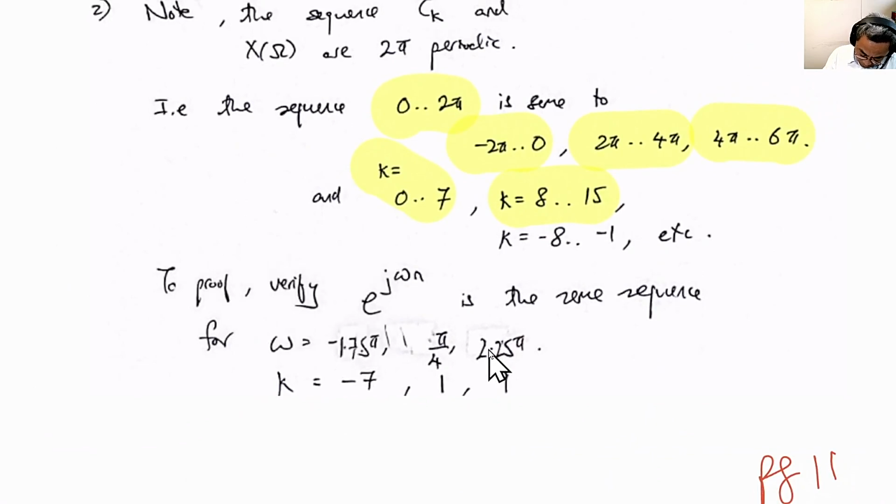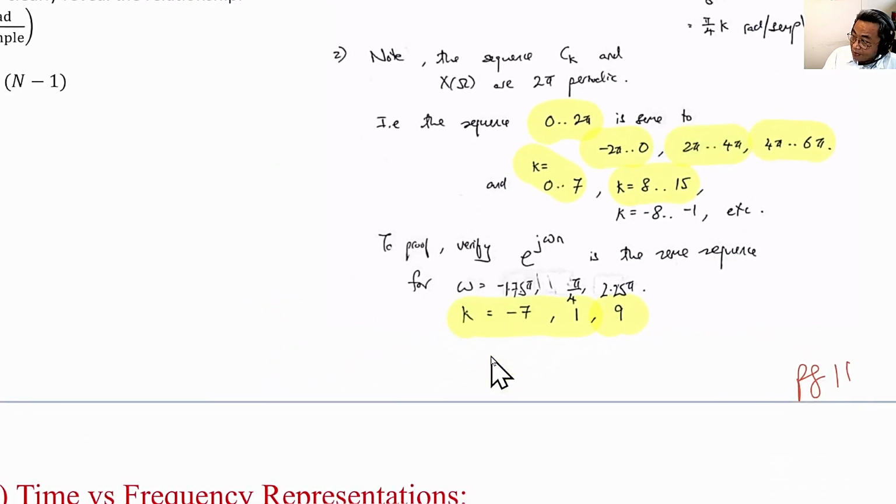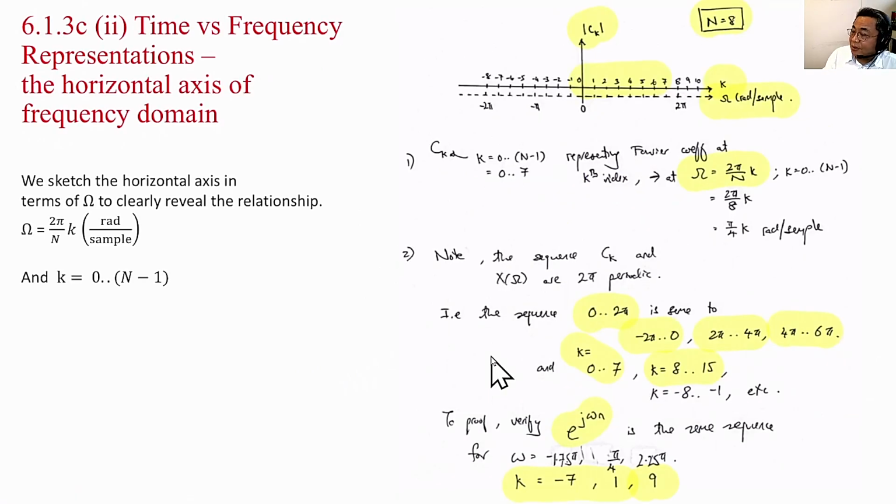Well, if you go and plot for k equals minus 7 and compare to 1 and compare to 9, what will happen is that you will realize that when you put it into e to the j omega n, it is the same. And hence, the coefficients you calculate would be the same. So whether you're calculating at k equals minus 7 or k equals 1 or k equals 9, the found value of ck would be the same because e to the j omega n is the same.